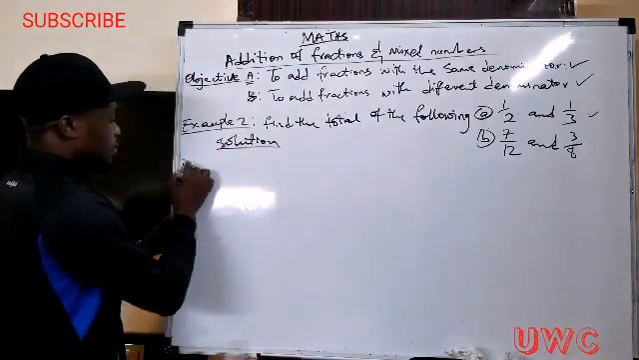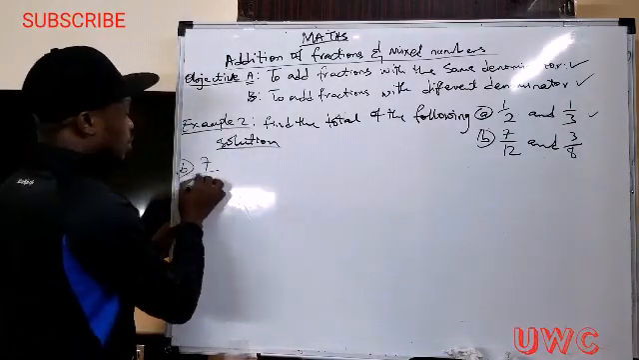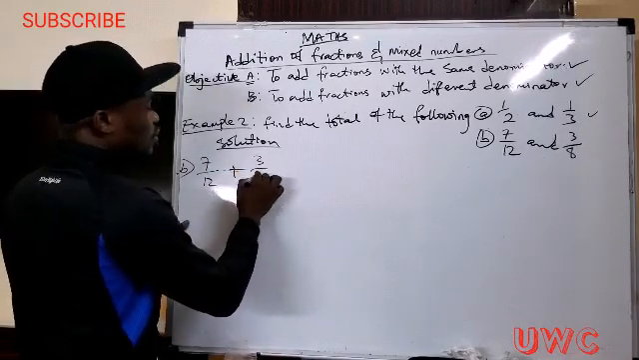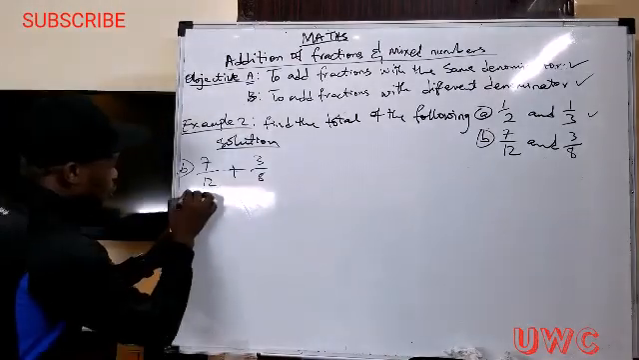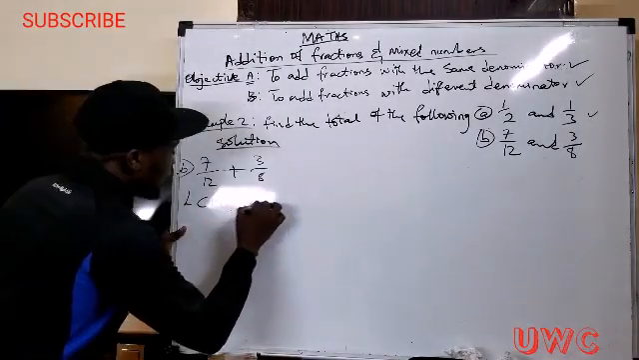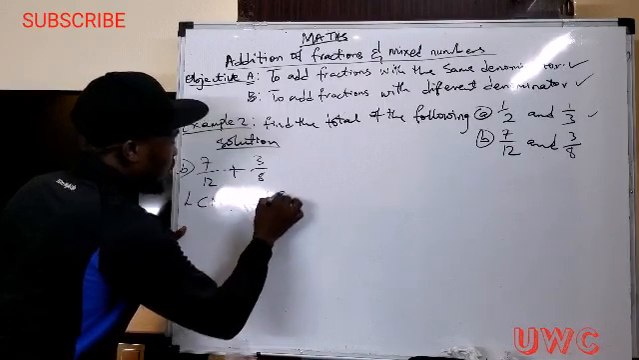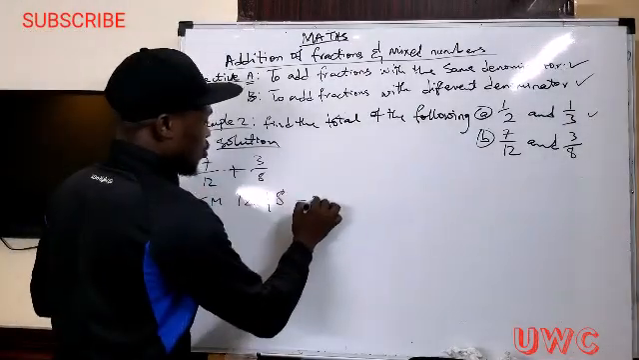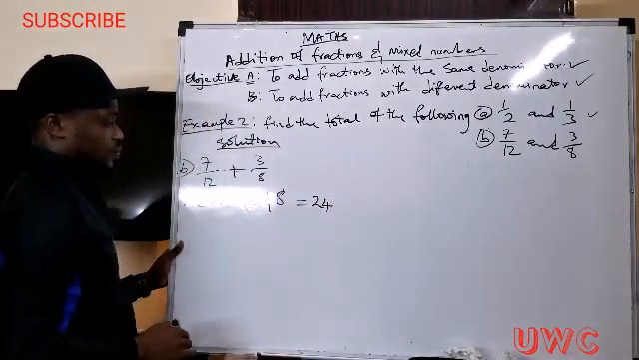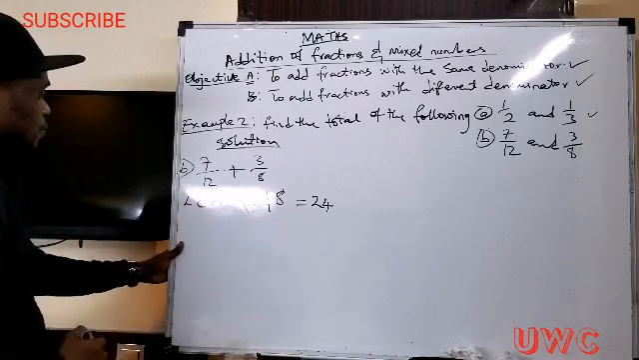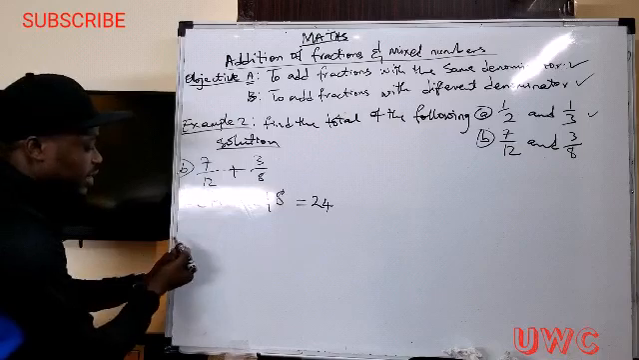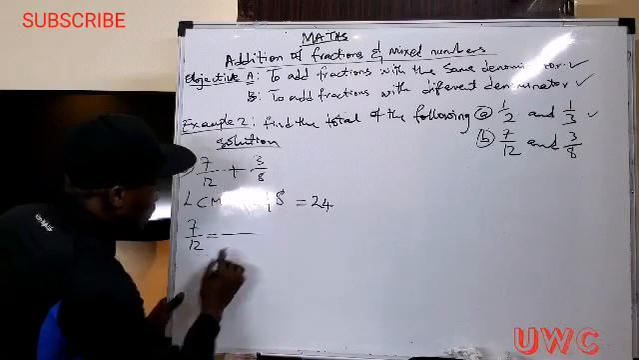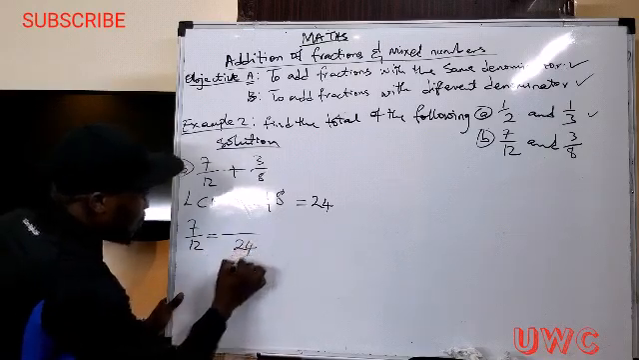So we'll now take the B part of it. The B says 7/12 plus 3/8. So we still find the LCM of 12 and 8. The LCM of 12 and 8 is equal to 24. So with this 24, we still take them one after the other.